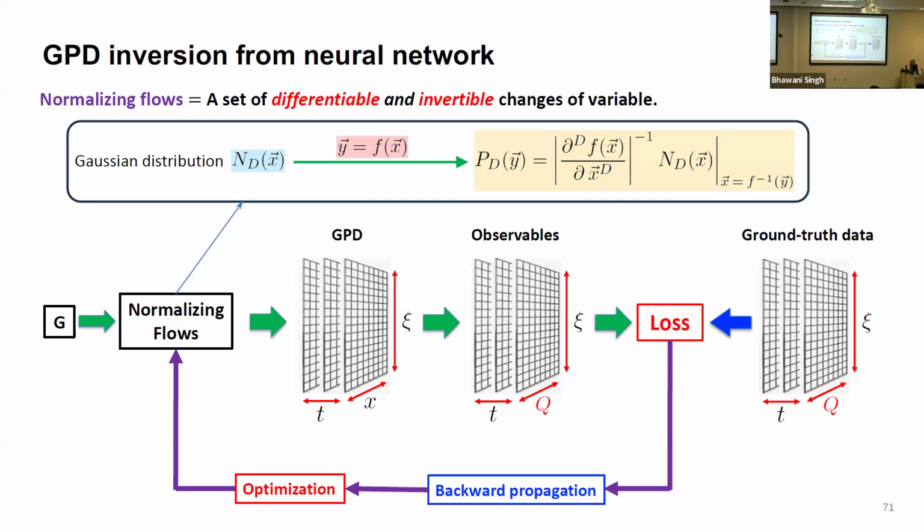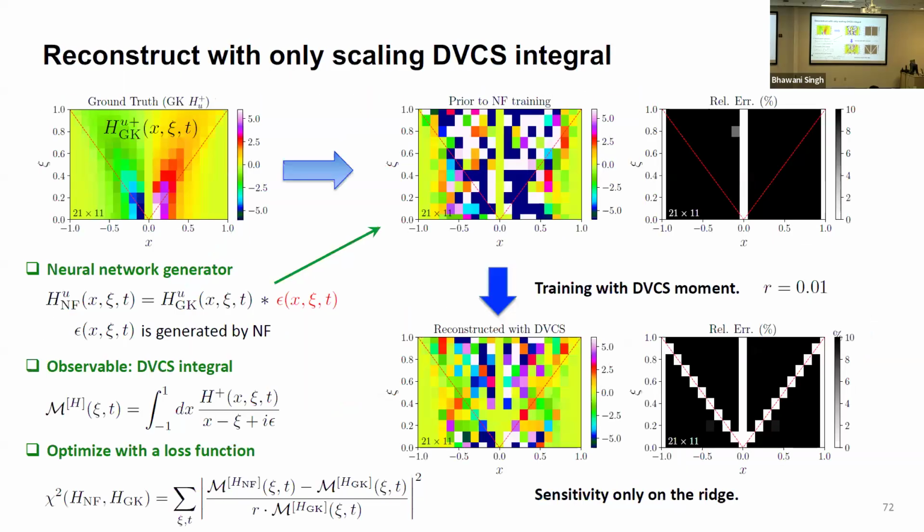From this normalizing flow, we generate some image of the GPDs. And then from that, we calculate the observables. We make comparison with the data. We get a loss function. And then this loss goes back to the normalizing flow to tune the parameters again. From this, we minimize the loss and we get a GPD image. And an example is shown here.